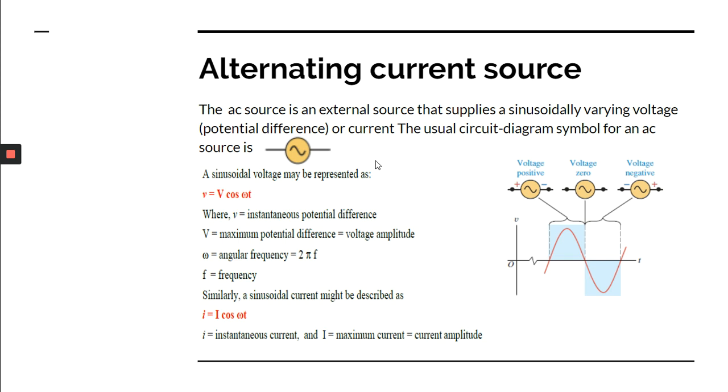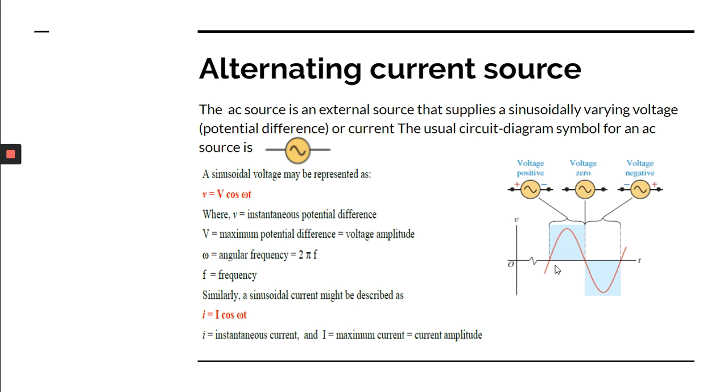So generally, we can represent an AC voltage or sinusoidal voltage as v equal to capital V cos omega t, or also you can write this as v equal to V sin omega t. This can also be represented in sine form, because you can write this as V sin (omega t minus pi/2) or (omega t plus pi/2). So this can be represented like this.